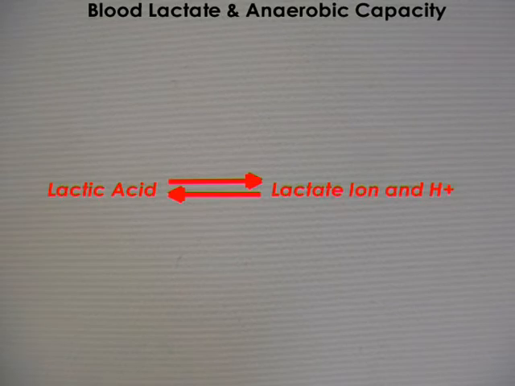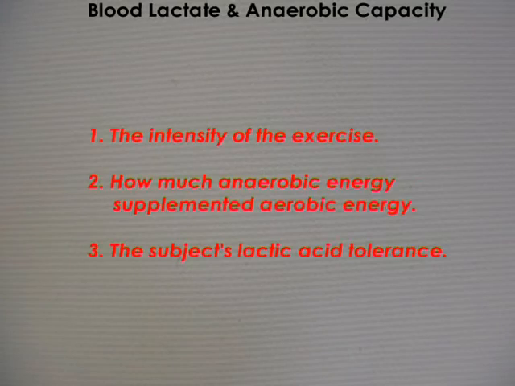Lactic acid is one of the products of anaerobic carbohydrate metabolism in the cells. Because lactic acid is a relatively strong acid, it is usually found in the body in the form of the lactate ion as it dissociates from its hydrogen ions. The amount of lactic acid in the blood at the end of a maximal exercise test reflects: 1. The intensity of the exercise for the subject, 2. The degree to which the subject needed to supplement aerobic energy production with anaerobic energy production, and 3. The subject's lactic acid tolerance.